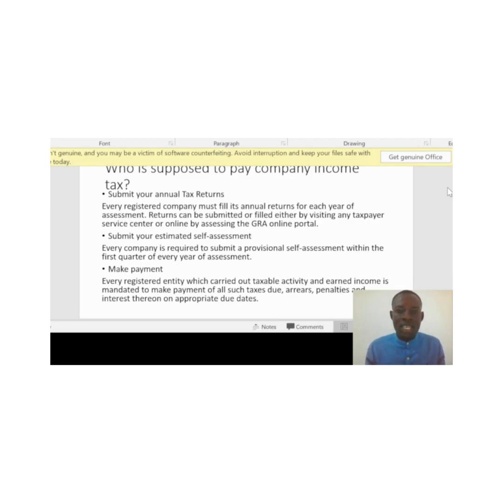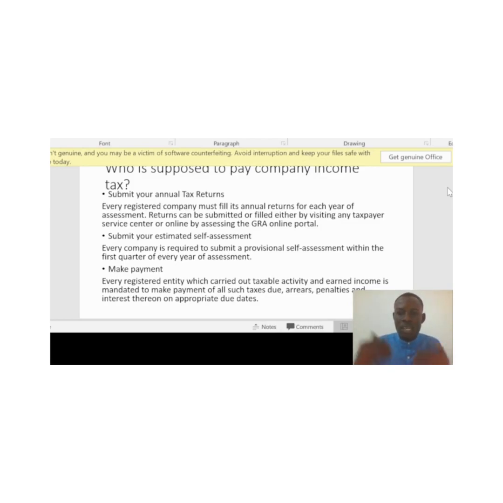We say self-estimated assessment. You look at your previous records, your previous income statement, that is the statement for 2022, your previous income statement, that is the statement for 2021. You look at where your profit is, and based on those statements you can predict the profit I'll be making in the year 2022.